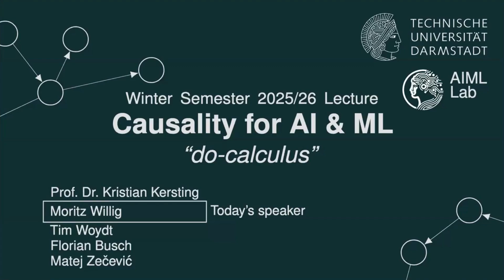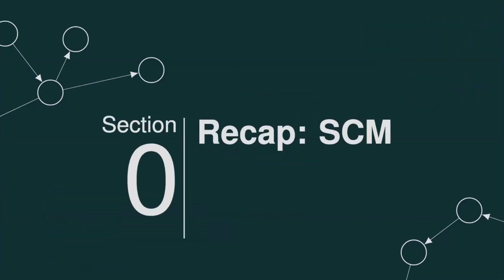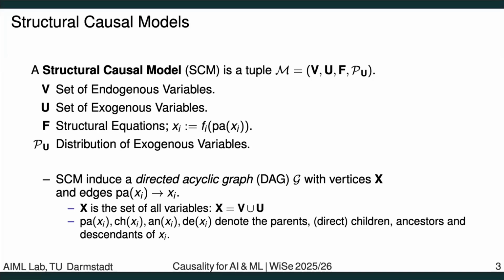Welcome to the fourth lecture on do-calculus. So last time we saw structural causal models, what we can use them for, how we define them, and some applications in modeling and what choices we can make. For example, having linear equations for the equations.